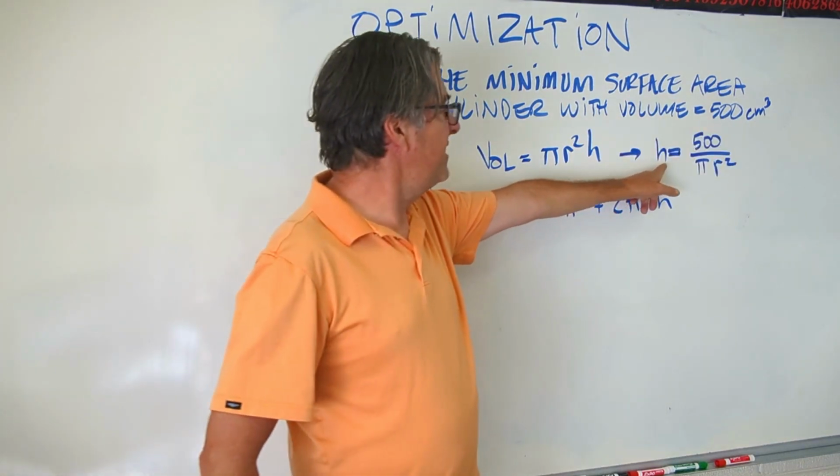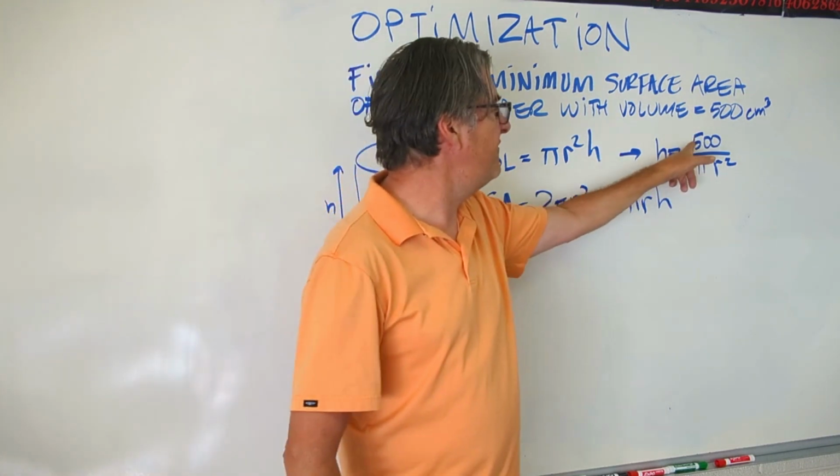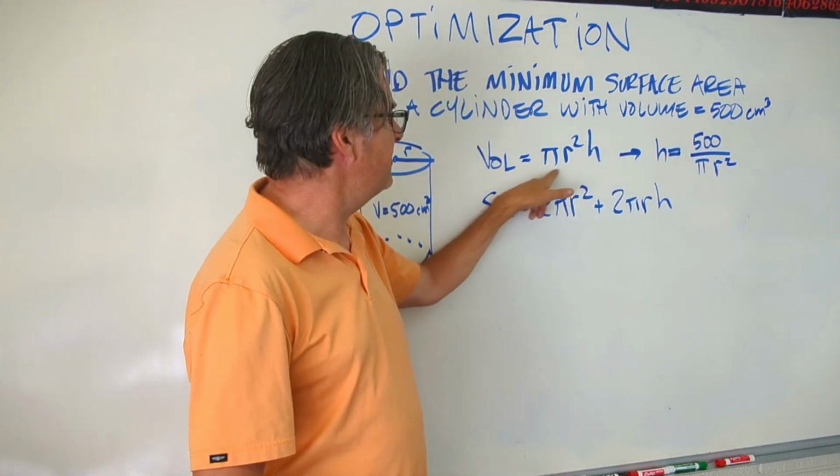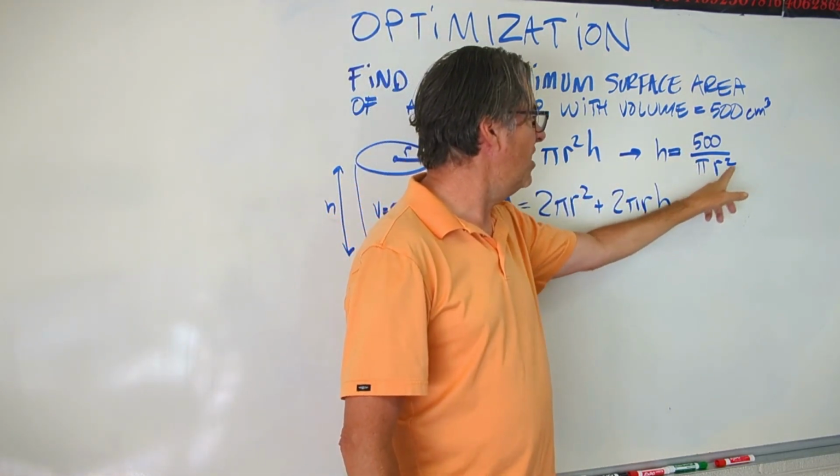Okay, so here's my solution solving this equation for h. What I did is I put in my 500 for volume, and then I divided through by pi r squared. So I get h equals 500 divided by pi r squared.